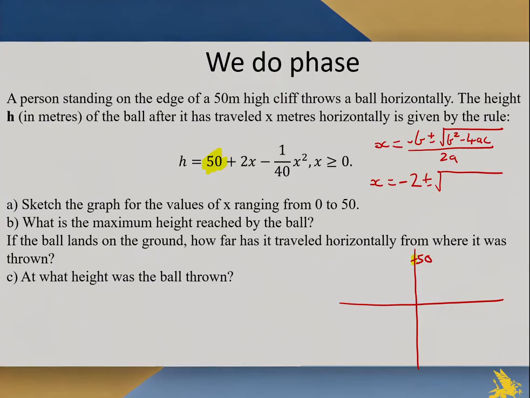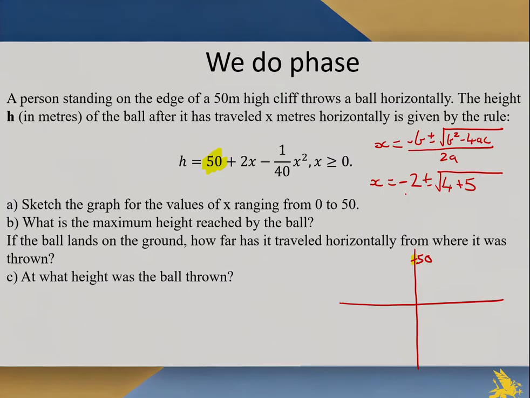b again is 2, so 2 squared is 4. Then it's got negative 4 times a, which is 1 over 40. And it is a negative. I'm making sure I'm putting this straight onto the calculator. And then I am timesing by c, which is 50. And that equals positive 5 because the negative and the negative becomes a positive.